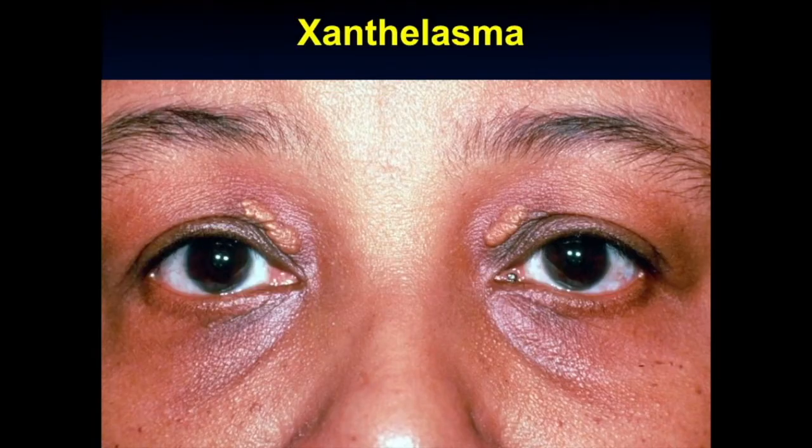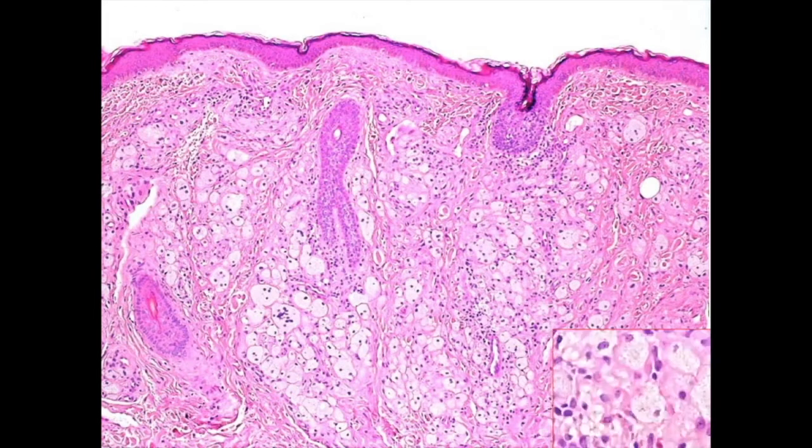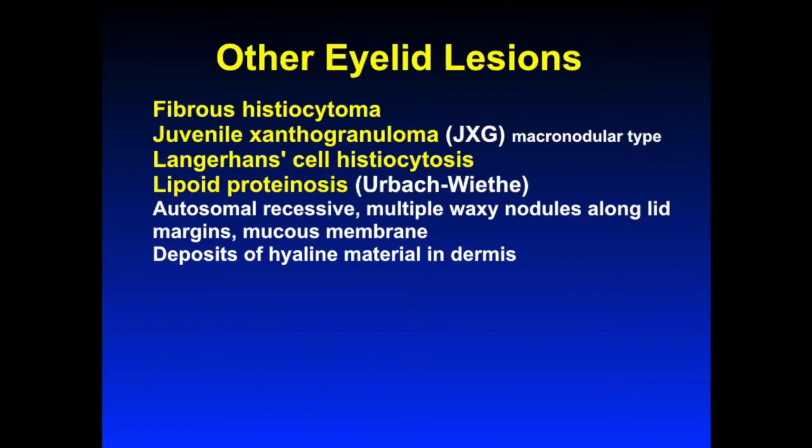Xanthelasmas may be a marker for abnormal lipid metabolism. Why they occur where they do, I have no idea, but this is the typical location. The epidermis is normal. The process involves the dermis. We have aggregates of xanthoma cells or foamy histiocytes down in the dermis.